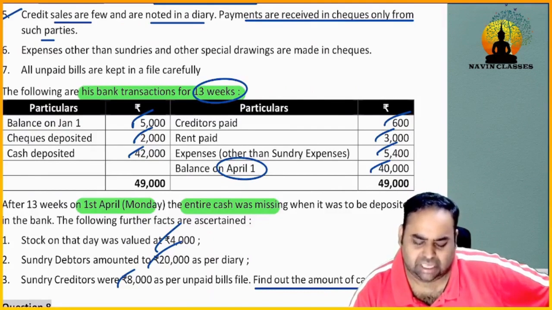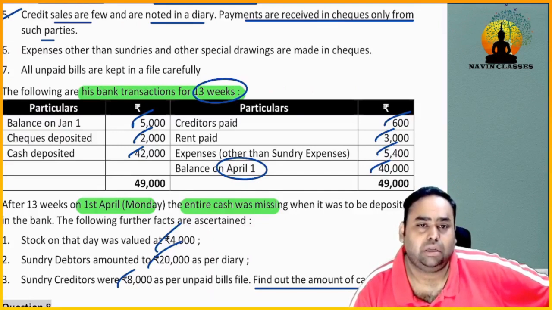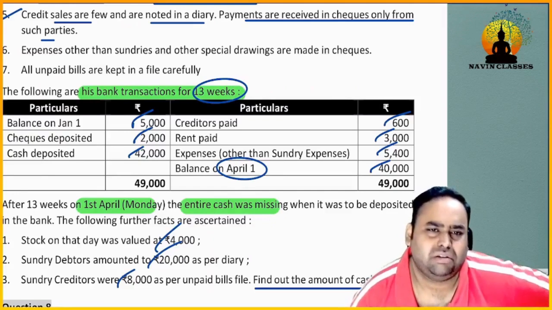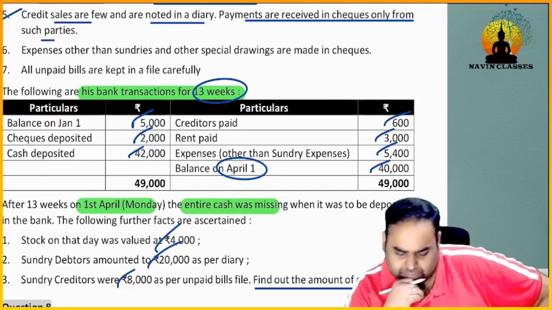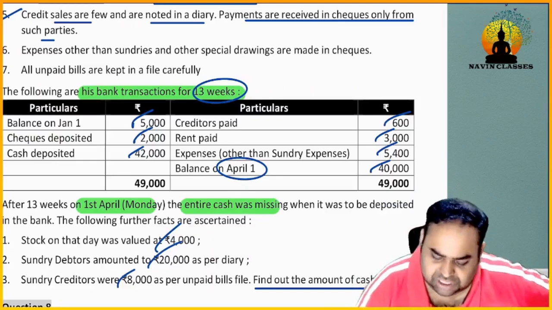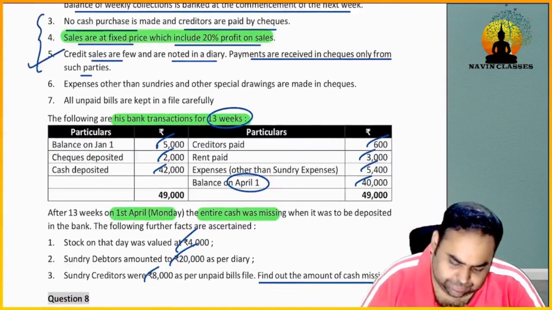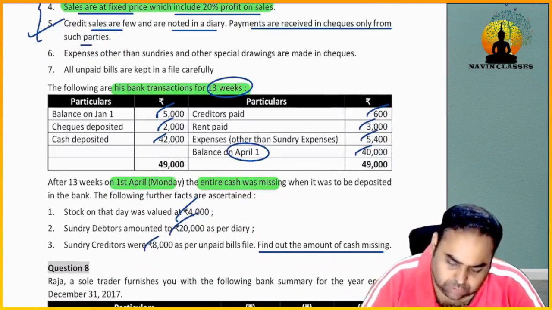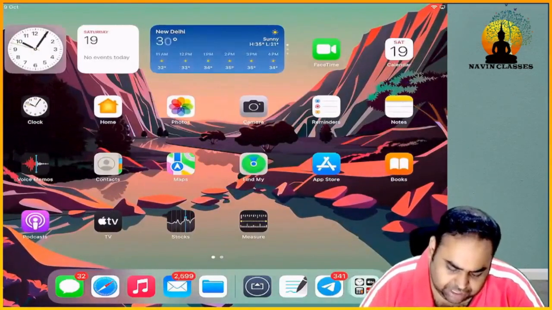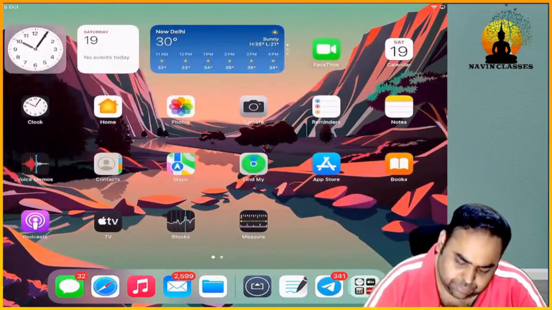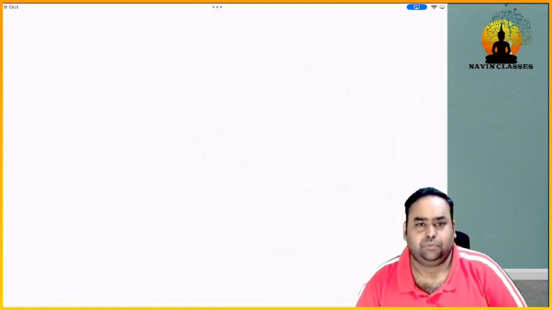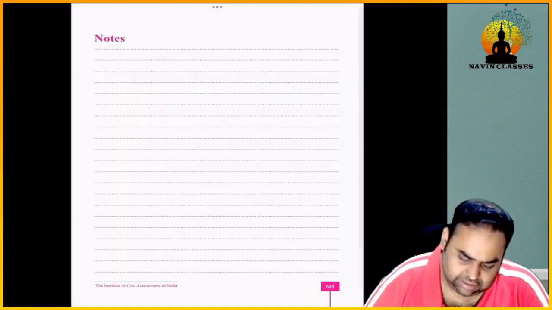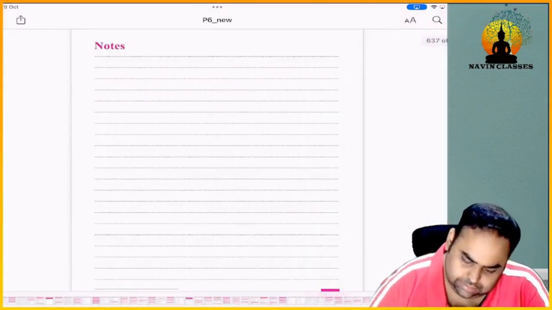So students, will it be by bank 40,000 or not? In creditors, will it be by bank 40,000? No. I think there is some mistake in these figures. Just a second, let me check. Let me open the book once. I think there is some mistake in the figures. Just a second.